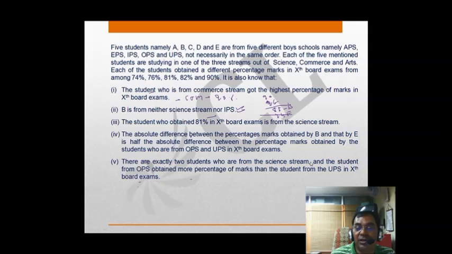Then here it is written that the student from OPS obtained more percent than the student from the UPS. So this will be OPS. And this will be APS. One case.